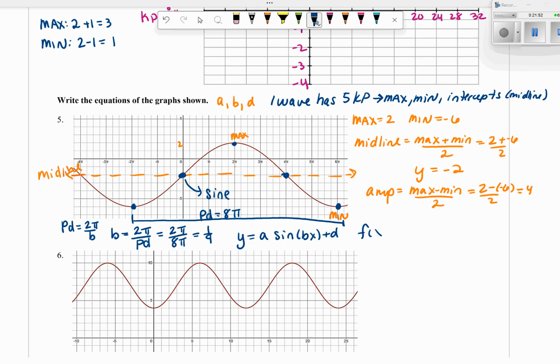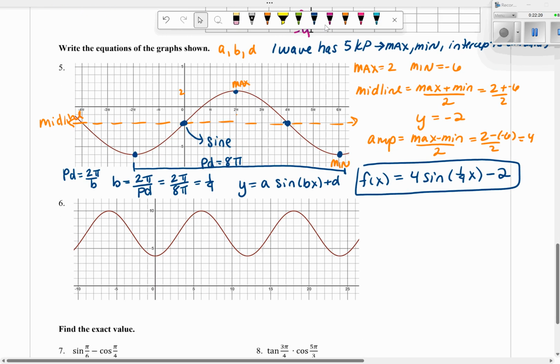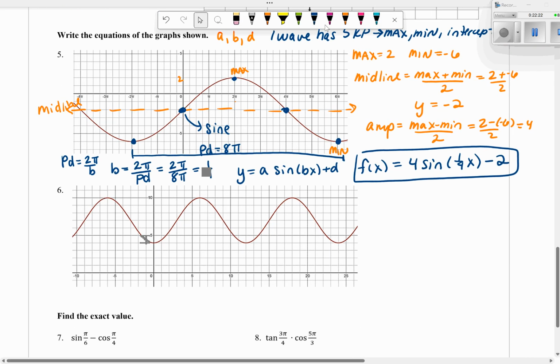So if I use function notation, f of x is equal to, my graph goes up for the sine and not down, so I don't need a reflection. So this would be 4 times the sine of 1/4, we said was the b value, times x, and then we're going down 2 for the midline. So this would give me one particular equation for this graph. There are other equations, but we have to know how to do phase shifts left and right first. So we'll talk about those after we do our phase shifts.